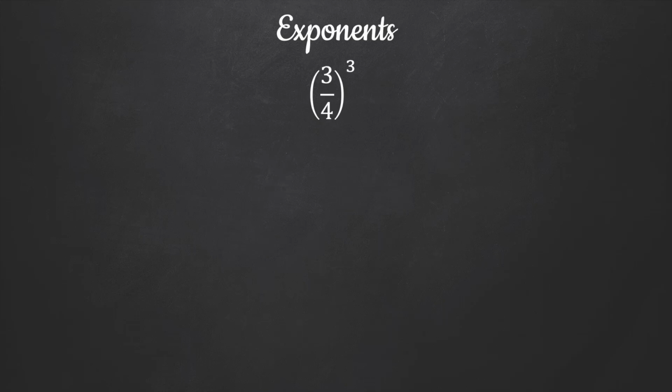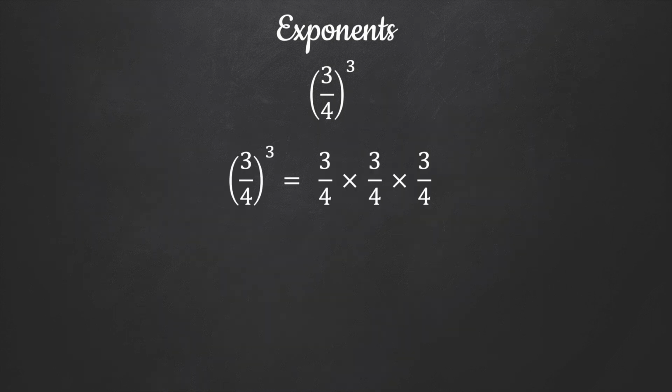Here we have our final example, which is 3 over 4 to the power of 3, or we could read this as 3 over 4 cubed. And 3 over 4 cubed is equal to 3 over 4 times 3 over 4 times 3 over 4. And then we're going to go ahead and multiply.